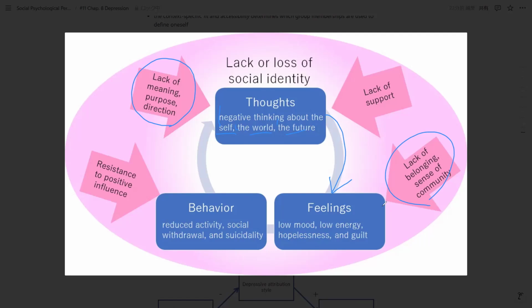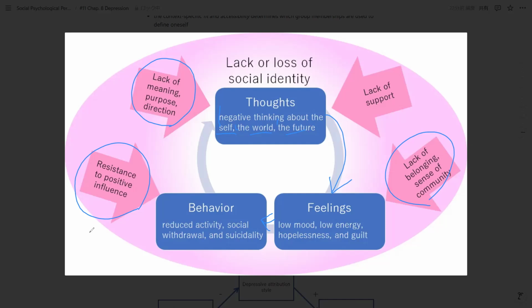And this kind of negative feeling will feed into behavior such as reduced activity, social withdrawal, and suicidality. If your social identity is not working, then you would experience resistance to positive influence. This is because if you are a member of some groups, then you are more susceptible to the positive influences other group members may provide you, right?